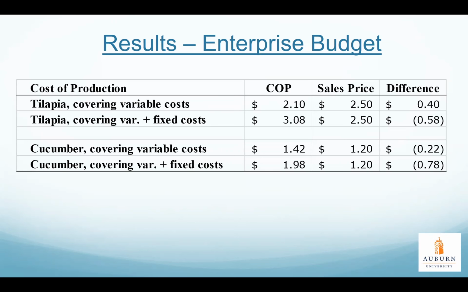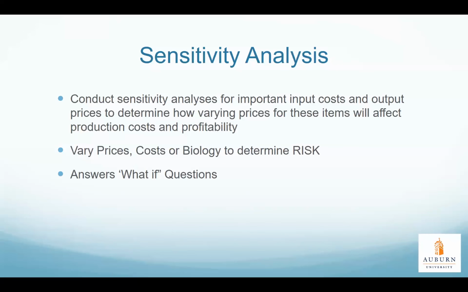On the cucumbers, we see that to cover the variable and fixed costs, the cost of production is $1.98. We're getting $1.20. So we're losing 78 cents per pound. Immediately, I think, is this the right crop to be growing? Or can we get a higher price for it? Or maybe I need to diversify my products and get a mix here.